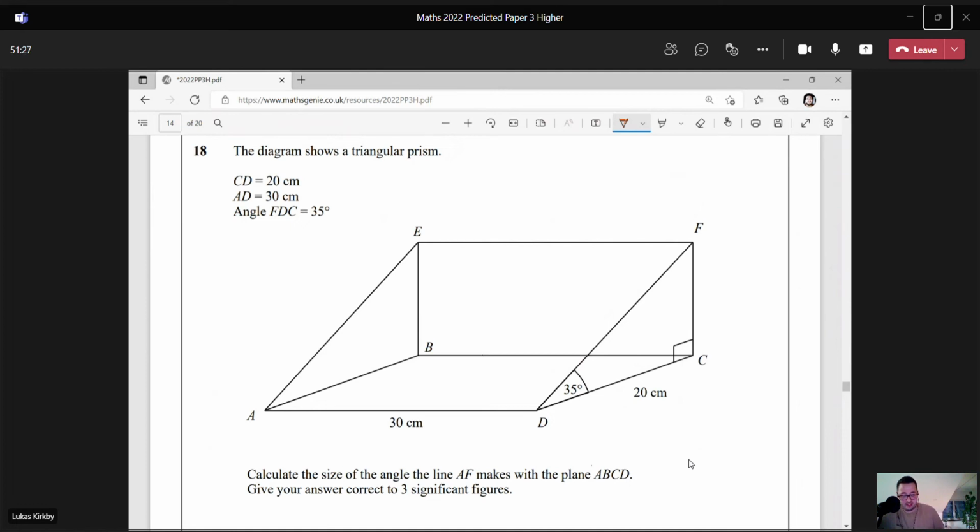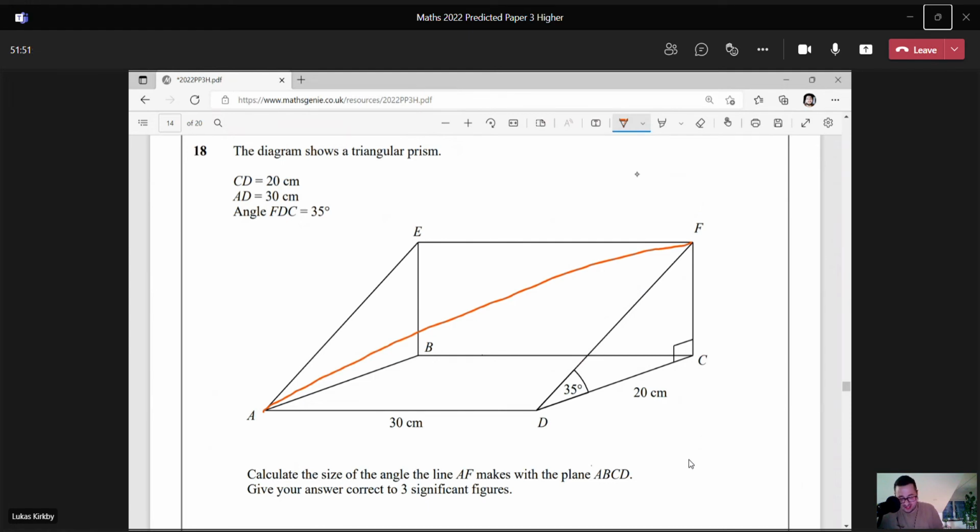Okay. So here we've got a triangular prism. So we've got 30 along the front, 20 centimetres along the side, and then we've got this angle here of 35 degrees. Now we want to calculate the size of the angle the line AF makes with the plane ABCD. Well, AF is this kind of diagonal line here.